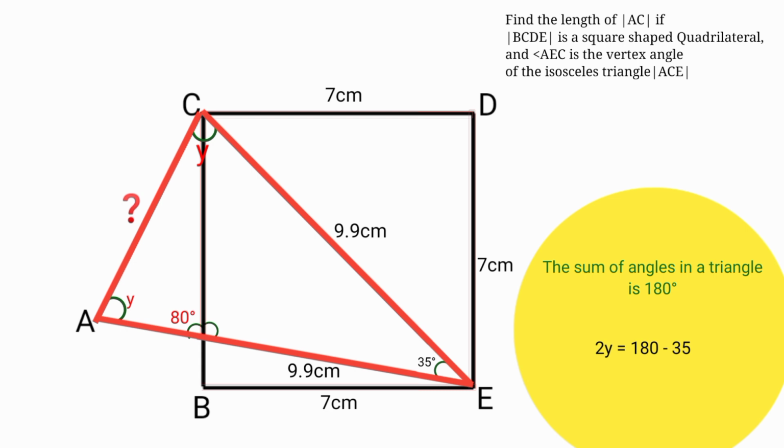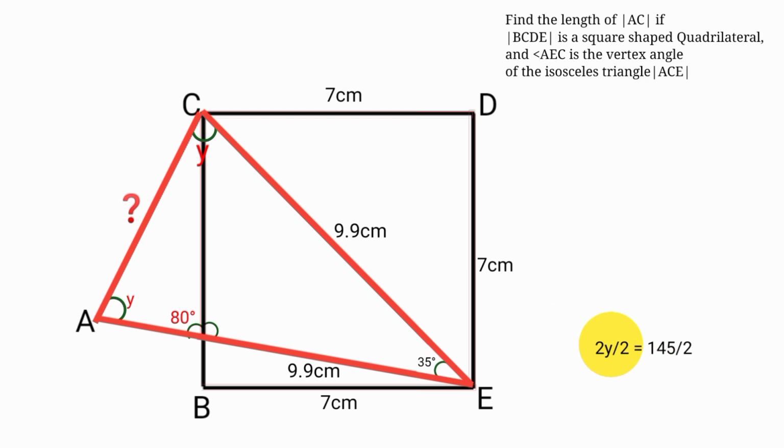180 degrees minus 35 degrees is 145 degrees, so 2y equal to 145 degrees. Dividing both sides by 2, here 2 cancels 2, and here 145 divided by 2 is 72.5. So y equal to 72.5 degrees.